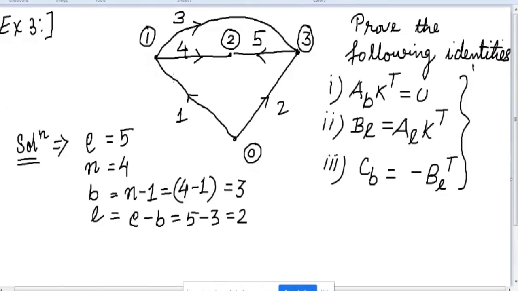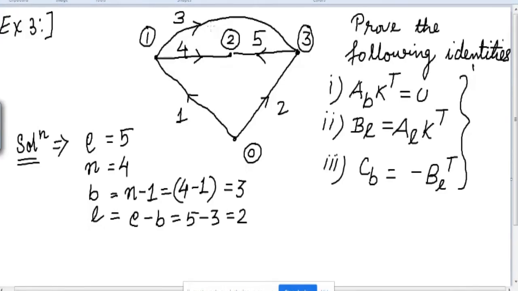The first rule is that all the nodes should be present. See, if you take 1, 2 and 3 as branches, then node number 2 is getting isolated. That means node number 2 is not coming into the picture, right? Node number 0 is coming, node number 1 is coming, and node number 3 is coming. What about node number 2? Node number 2 is not coming into the picture if you take 1, 2 and 3 as branches. So 1, 2 and 3 cannot be taken as branches.